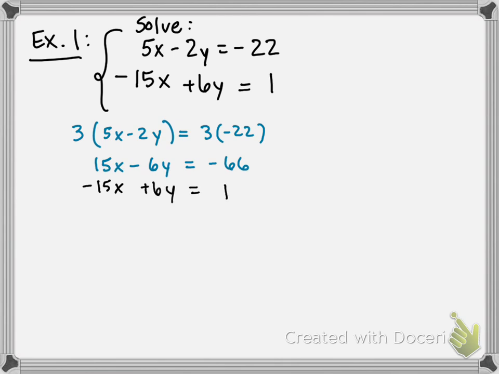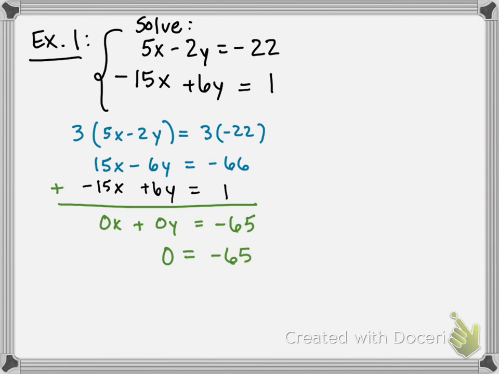When I add these systems now straight down, I realize that I have 0 x's plus 0 y's, and it equals negative 65. So doesn't that mean that we would have 0 equals negative 65? And is that a possible solution? Like, can 0 ever really equal negative 65?